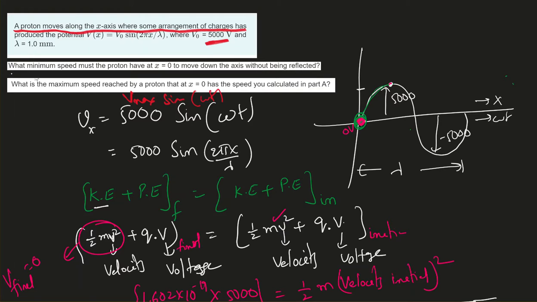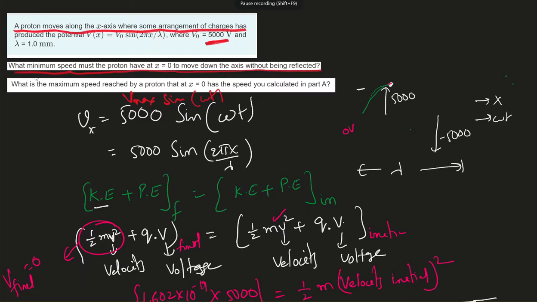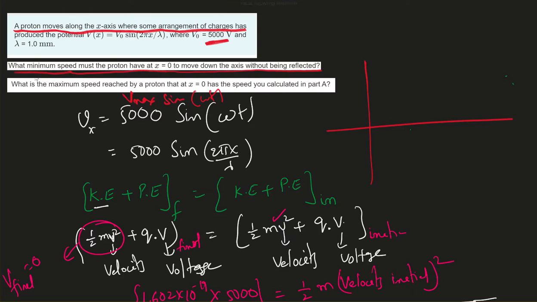So the question he's asking is, what minimum speed must the proton have at x equal to 0 to move down the axis without being reflected. So here a proton is at the origin. Let me redraw the sinusoidal waveform one more time. So here is my sinusoidal waveform, whose amplitude is 5000. So maximum value is 5000. Now the proton is right here. Now this proton is going uphill.